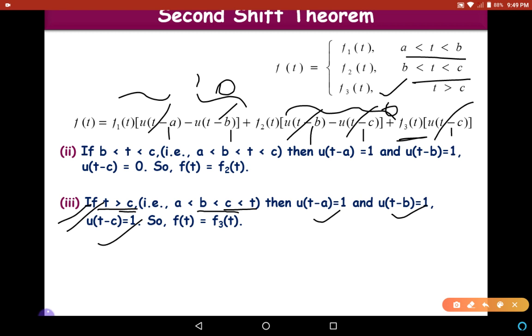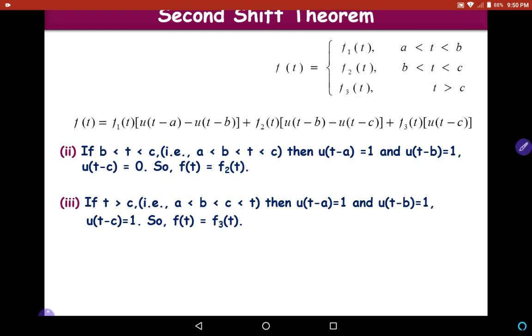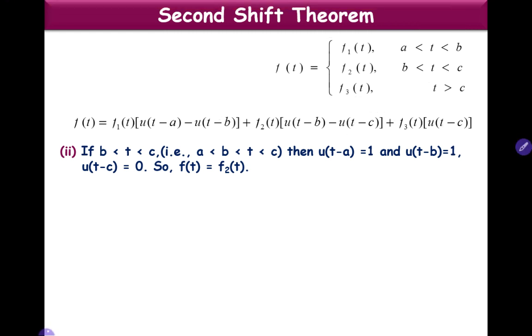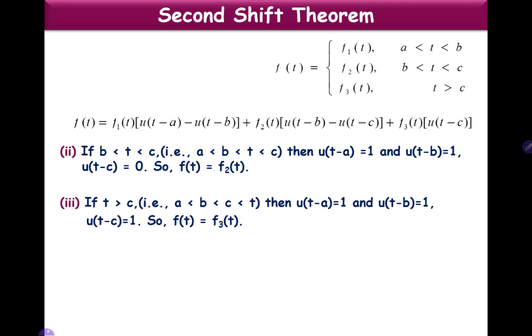So, whenever f of t is defined like this, f1 of t in the interval a less than t less than b, and f2 of t in the interval b less than t less than c, and f3 of t for t greater than c, then f of t can be written as f of t is equal to f1 of t into u of t minus a minus u of t minus b, plus f2 of t into u of t minus b minus u of t minus c, plus f3 of t into u of t minus c.